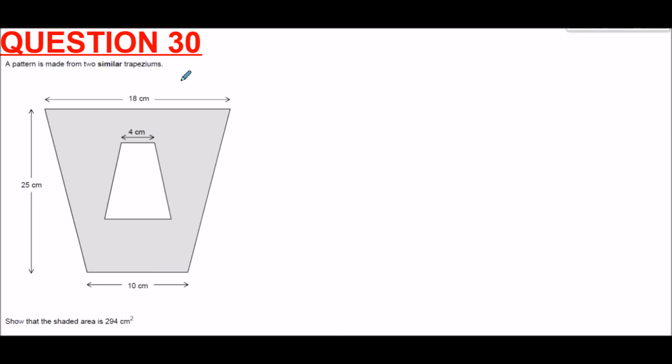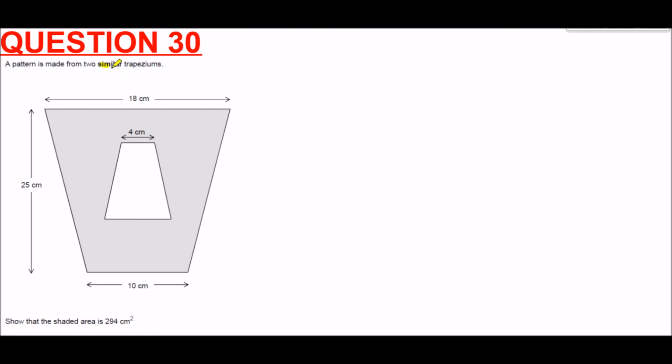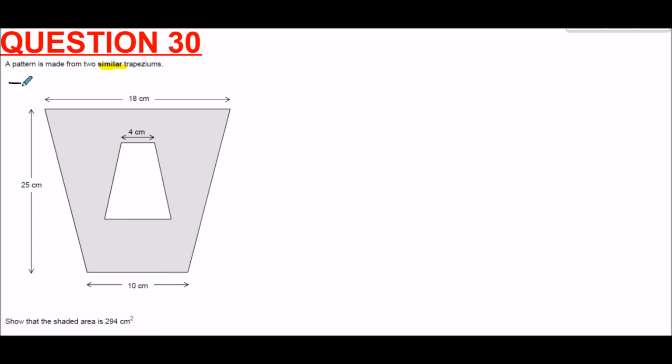The very last question, question 30, a pattern's made from two similar trapeziums. So similar means one is an enlargement of the other. So I'm just going to highlight similar. So one is an enlargement of the other.